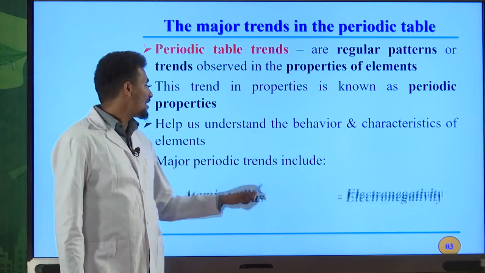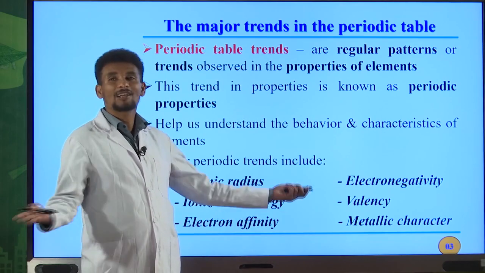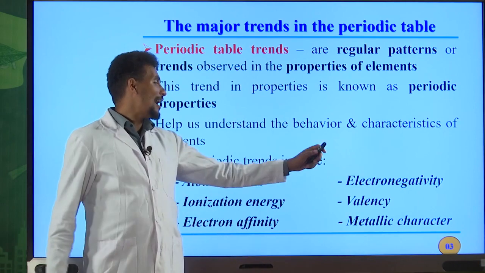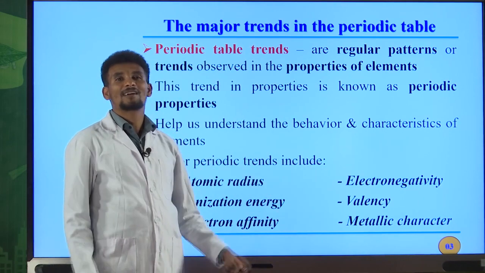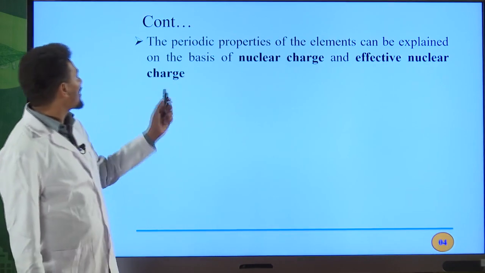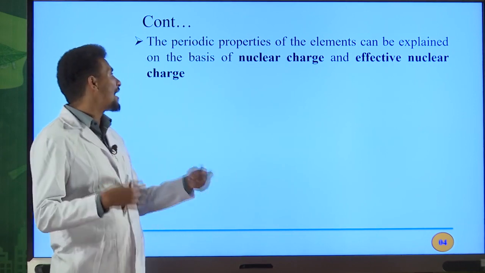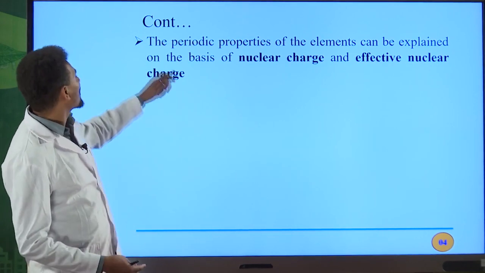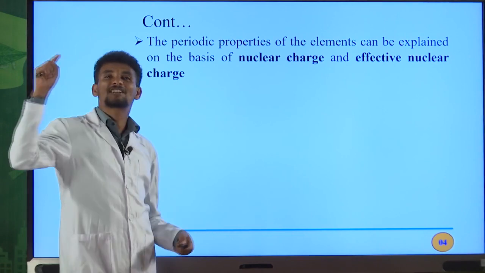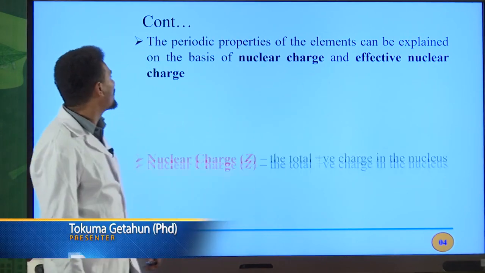So these are the major periodic trends: atomic radius, electronegativity, ionization energy, and electron affinity. What is electron affinity? We will also see this one. And the next ones are metallic character and non-metallic character, etc. So let us begin by discussing these major trends of the periodic table one by one. These can be explained based on nuclear charge and effective nuclear charge.